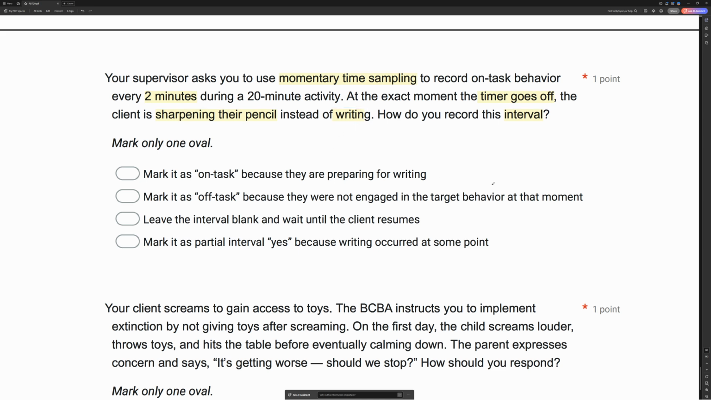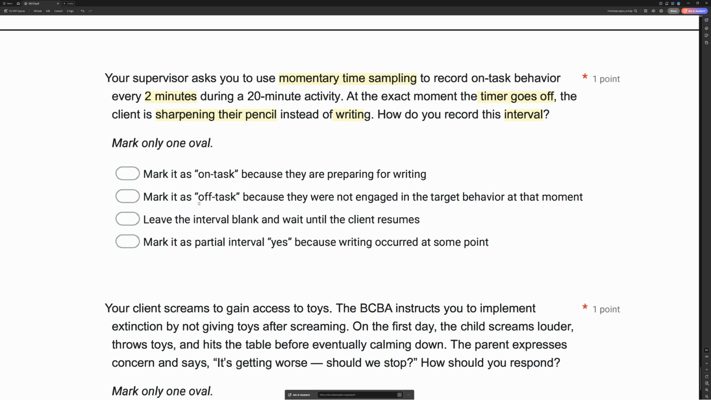A, mark it as on task because they are preparing for writing. Well, they're not. They're not writing, right? They're sharpening their pencil. And this is one of the flaws with discontinuous measurement. With momentary time sampling, if we look at D, for example, mark it as a partial interval, yes, because writing occurred at some point. We're not worried about the writing occurring at some point with momentary time sampling. We're worried about the moment the interval is over. So even if this client wrote for, let's say, a minute and a half, if they were sharpening their pencil when the timer goes off, we're going to mark it as off task because they're not engaged in target behavior.